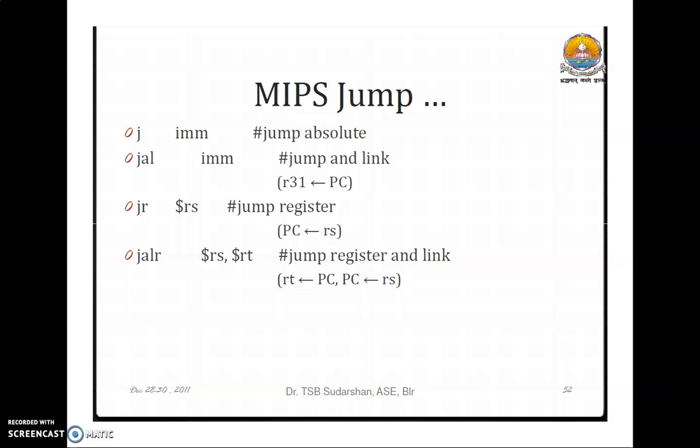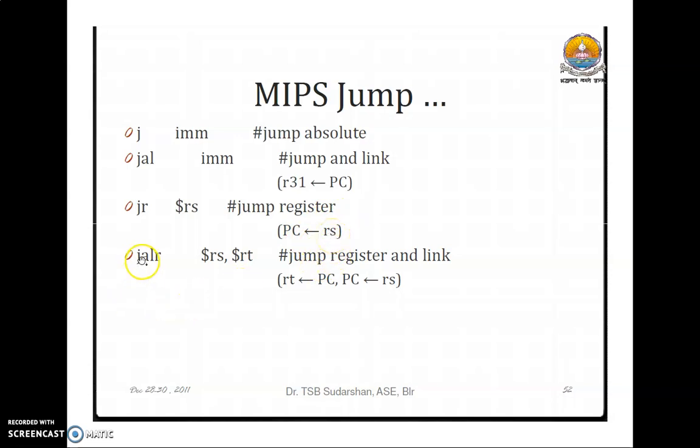So this requires some more understanding. One instruction is J immediate. You are giving the immediate address, and you are jumping to it. Next, jump and link. This is used when we have a procedure call. JR: keep the address in a register, and that register will be used for jumping. In this case, R31 is linked, and the PC value is taken there because you want the return address. So here PC is replaced with whatever content is there in the RS register.